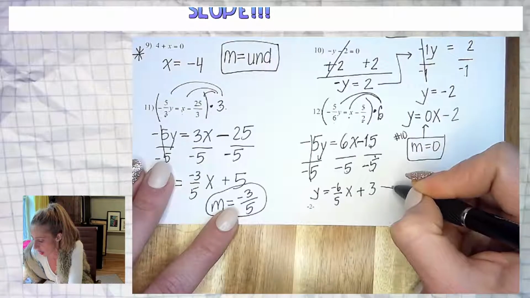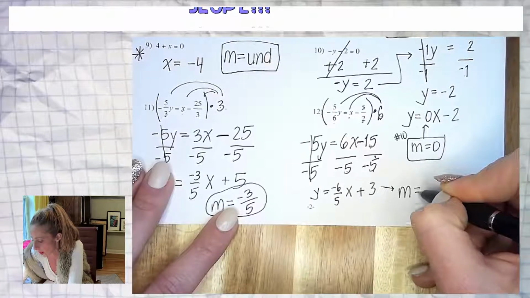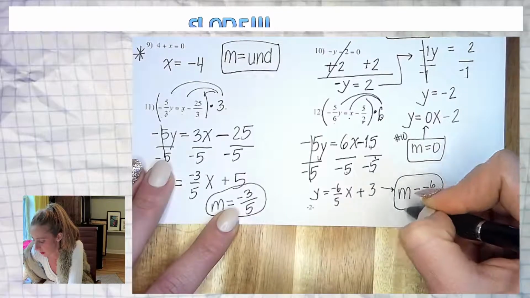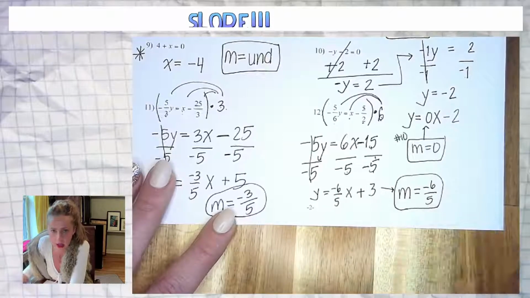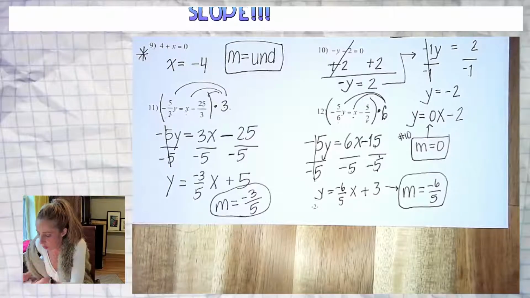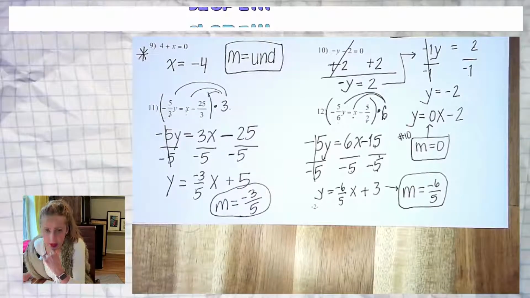So what is our m? Slope is negative 6 over 5. And that's the end of this worksheet here, okay? If you understand how to get slope off of this, it's a thumbs up. If you don't, it's a thumbs down, okay?